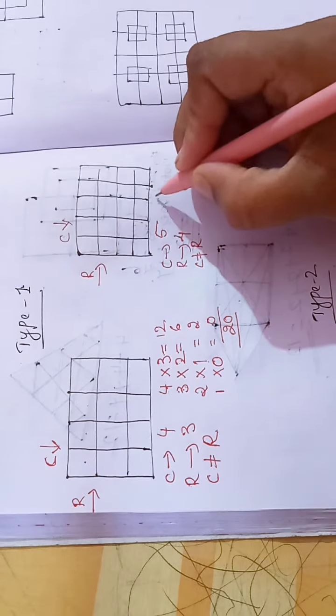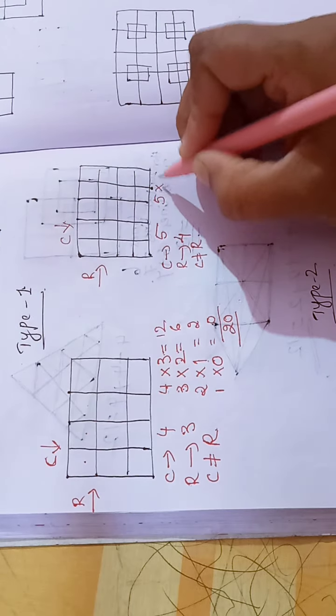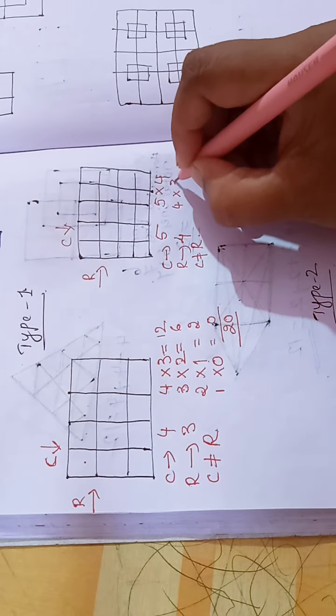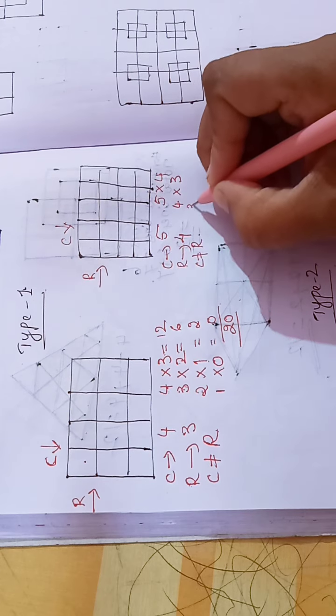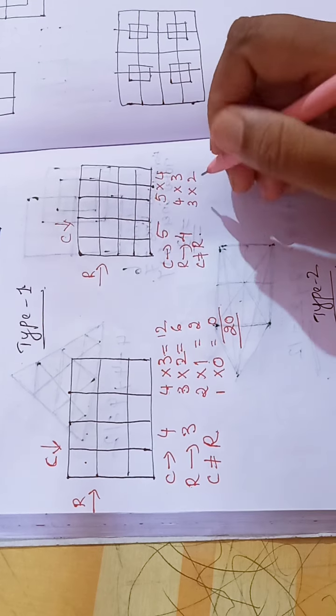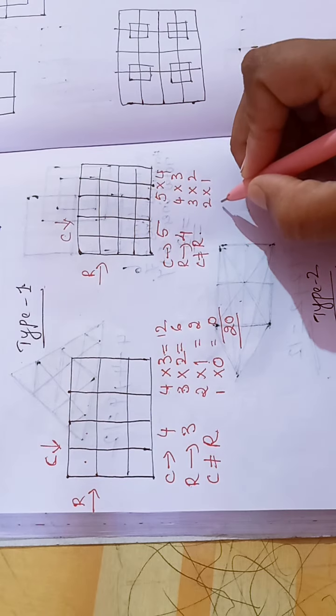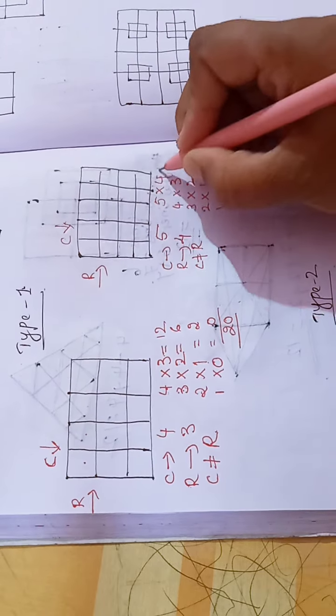Now here first you have to write 5 into 4. Reduce one number, 4 into 3. Again reduce one number, 3 into 2. Again reduce one number, 2 into 1. Again reduce one number, 1 into 0.